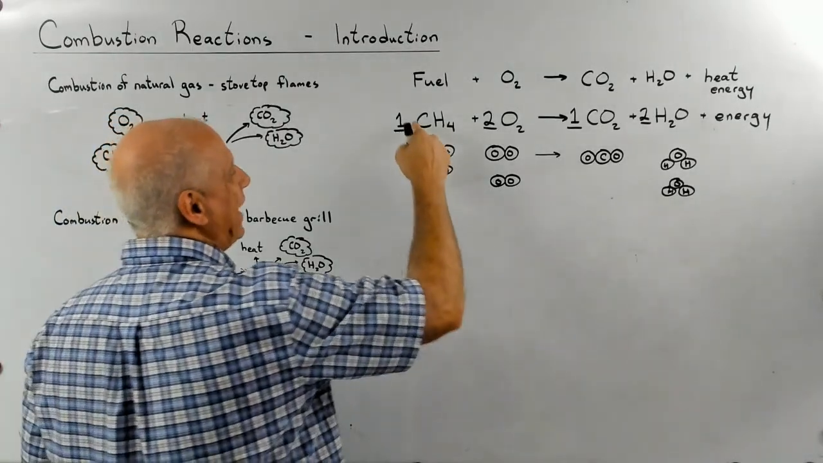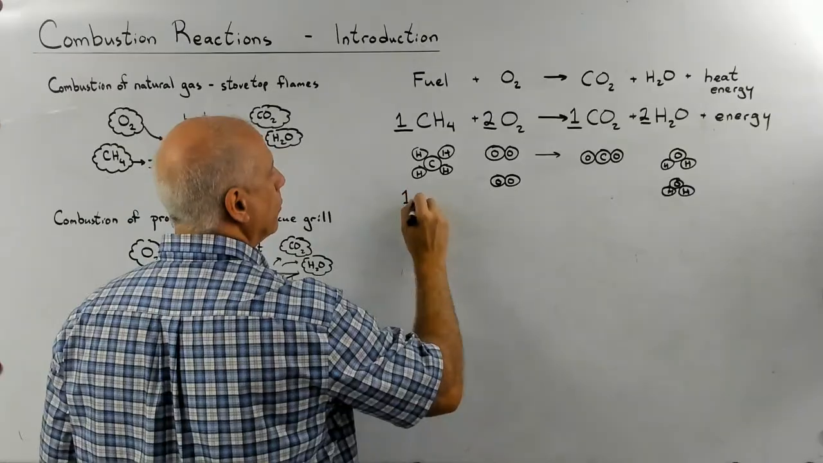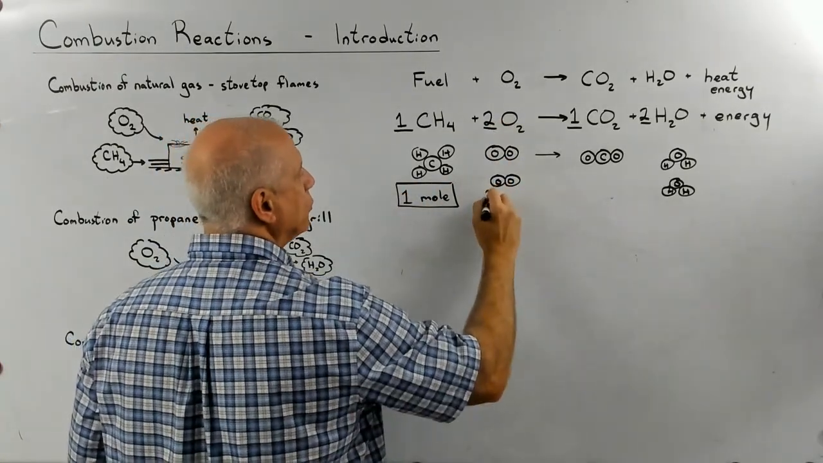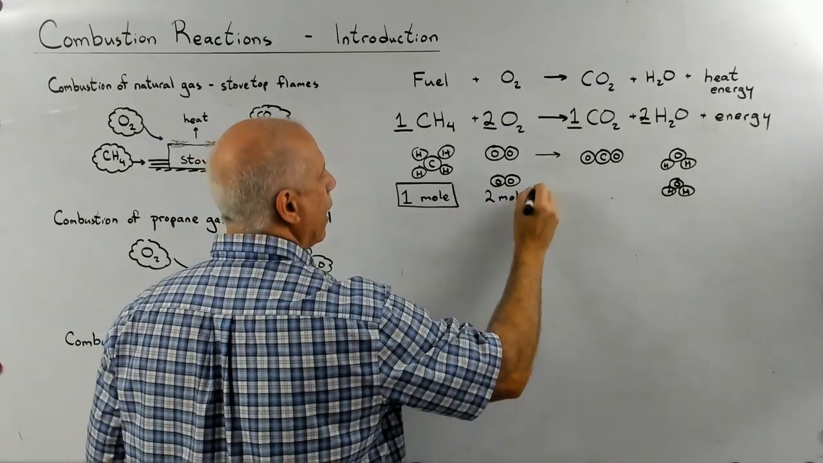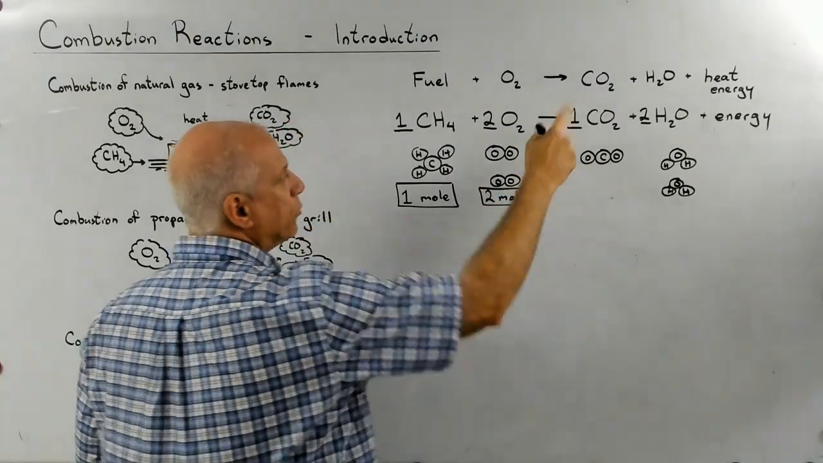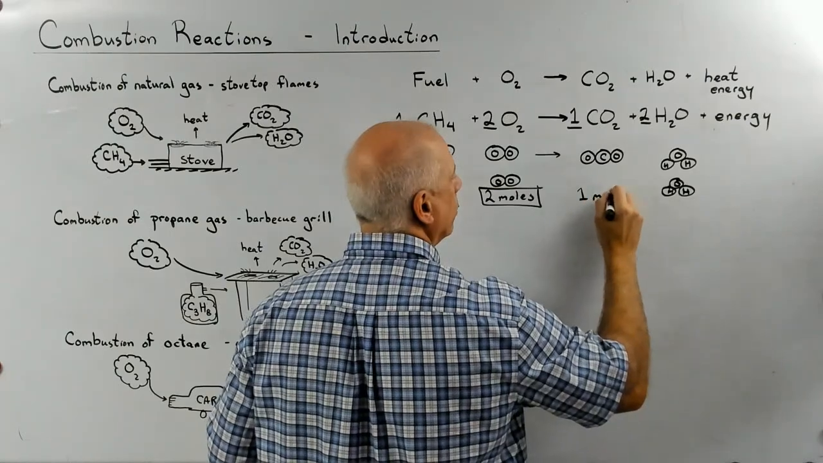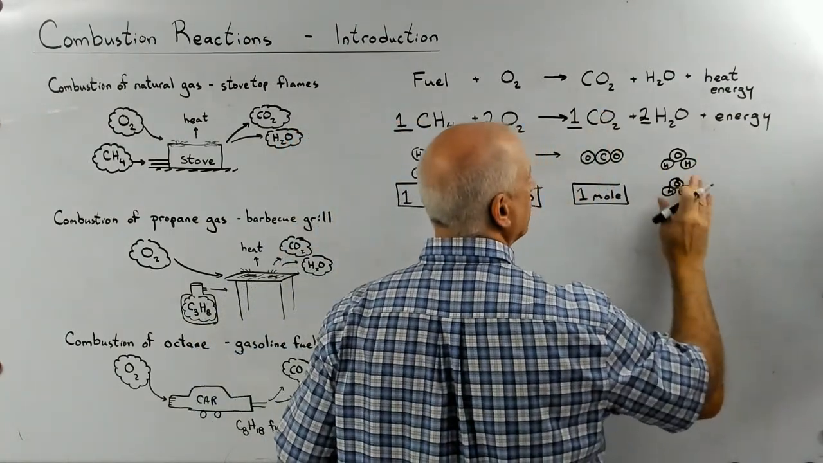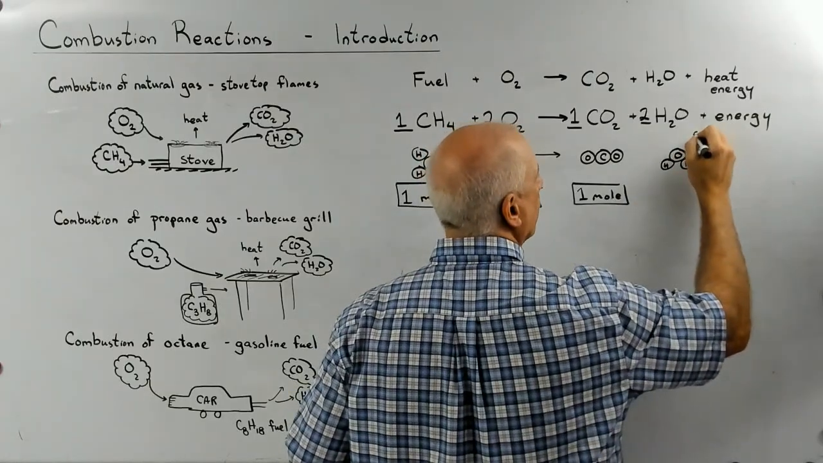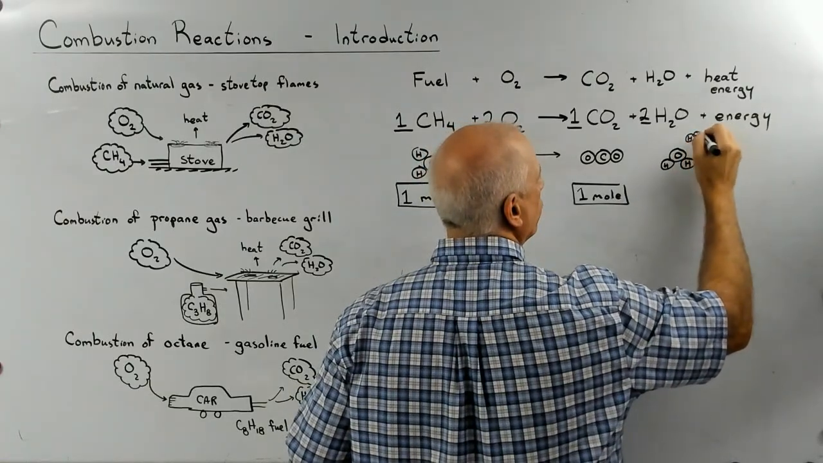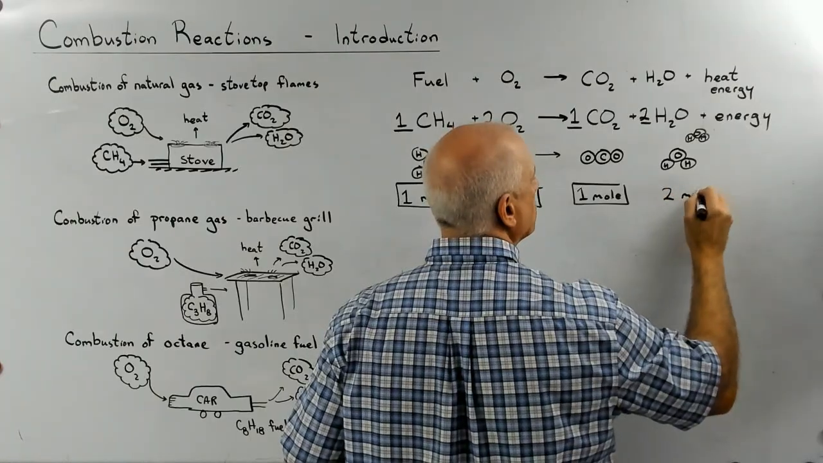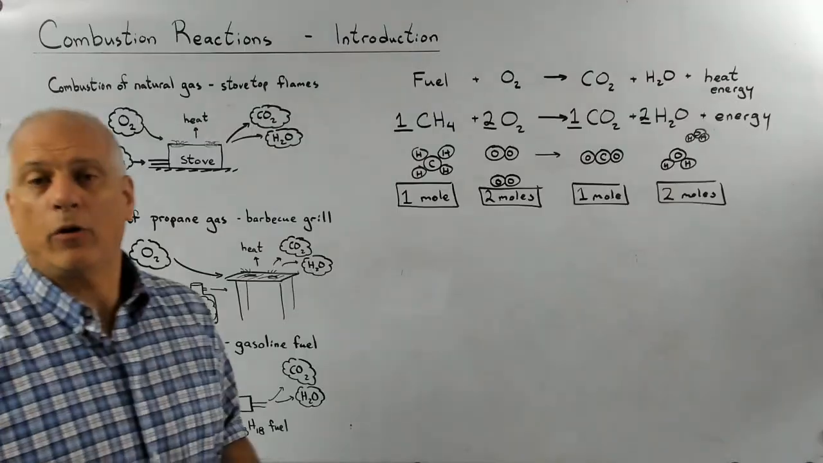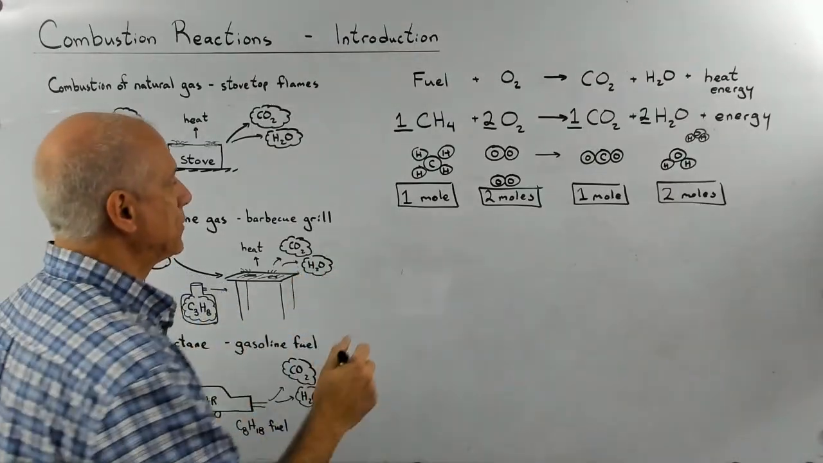So we can say that 1 mole of methane will react with 2 moles of oxygen gas to produce 1 mole of carbon dioxide and 2 moles of H2O. Let me scooch this up over here, get that out of the way, give me some room here. And that's our recipe, so to speak.